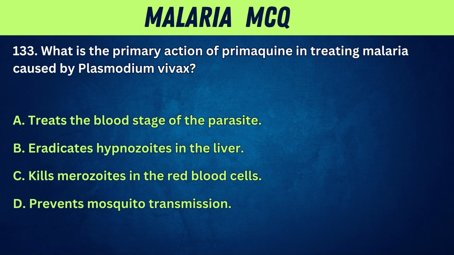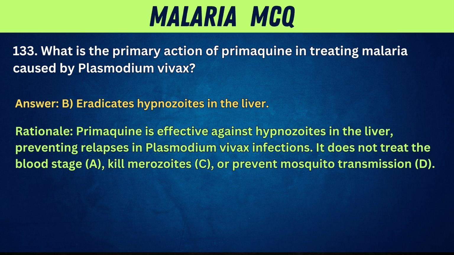133. What is the primary action of primaquine in treating malaria caused by Plasmodium vivax? A. Treats the blood stage of the parasite. B. Eradicates hypnozoites in the liver. C. Kills merozoites in the red blood cells. D. Prevents mosquito transmission. Answer: B.